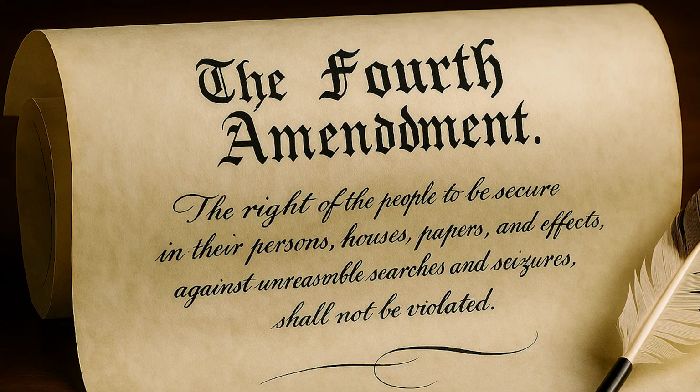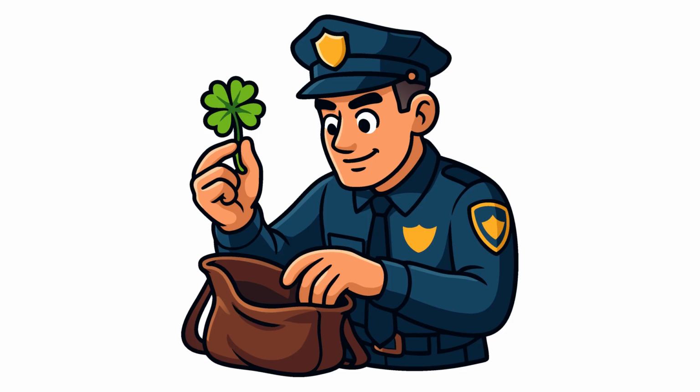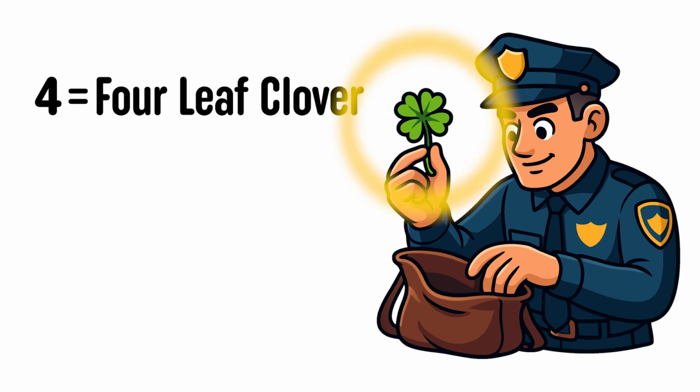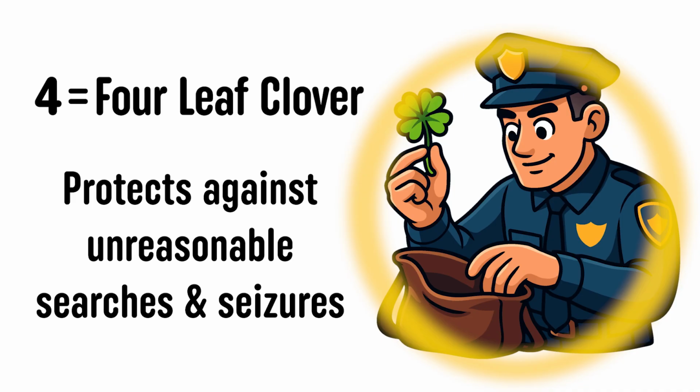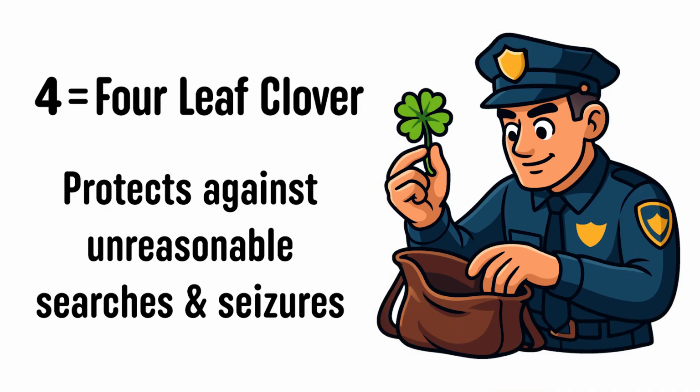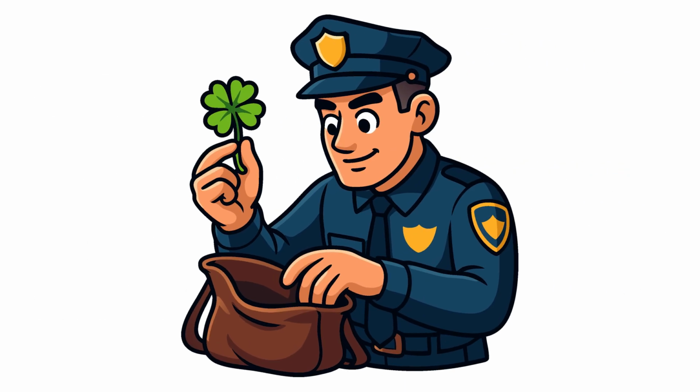The Fourth Amendment protects against unreasonable searches and seizures. This image represents the Fourth Amendment. The number 4 is represented by a 4-leaf clover because they have 4 leaves. Next, we have to create a picture to represent the Fourth Amendment. A police officer looking through a bag represents searches and seizures. If we picture a police officer looking through a bag and finding a 4-leaf clover, we will forever remember the Fourth Amendment. This image will be burned into your mind forever, every time you think of the Fourth Amendment.